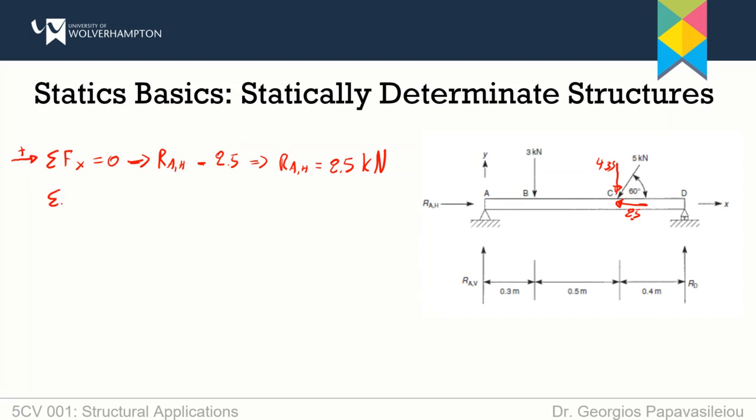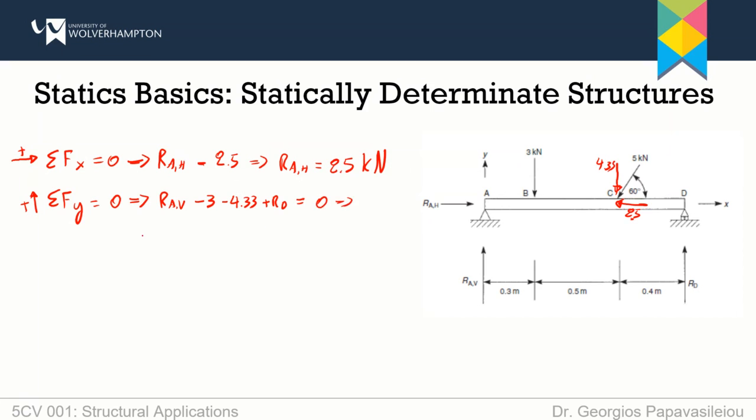So if we use the sum of forces in y direction now, let's assume that the forces that point upwards are positive, and this is because the two unknown forces point upwards. So we have RAV, the vertical component of the reaction of the pin support. We have the 3 kilonewton force, so minus 3. We have the 4.33 component of the inclined force, so minus 4.33 because it points downwards, and RD, so plus RD, or RDV actually, doesn't matter, because it points upwards. All of them have to sum up to zero.